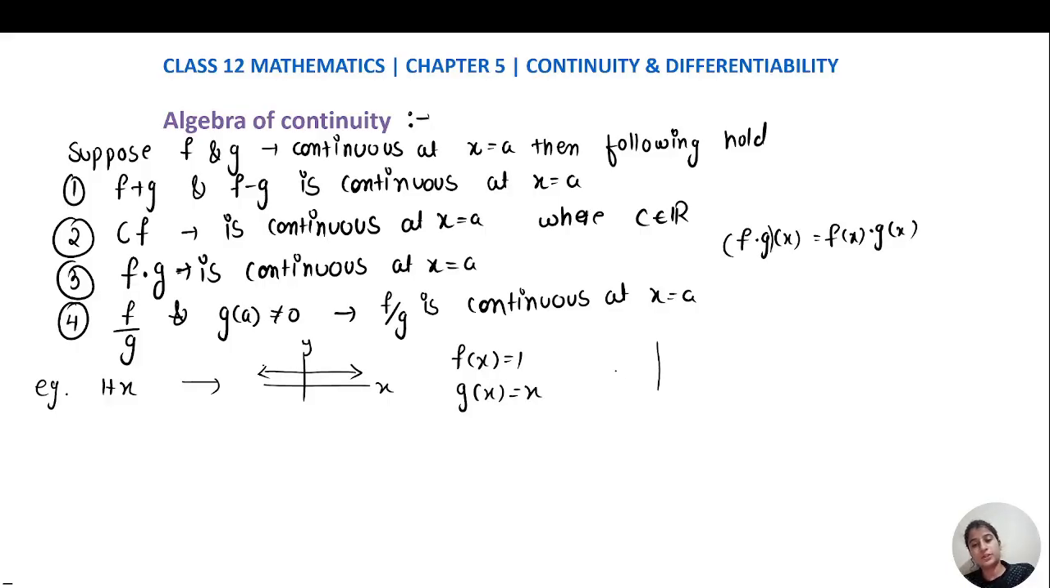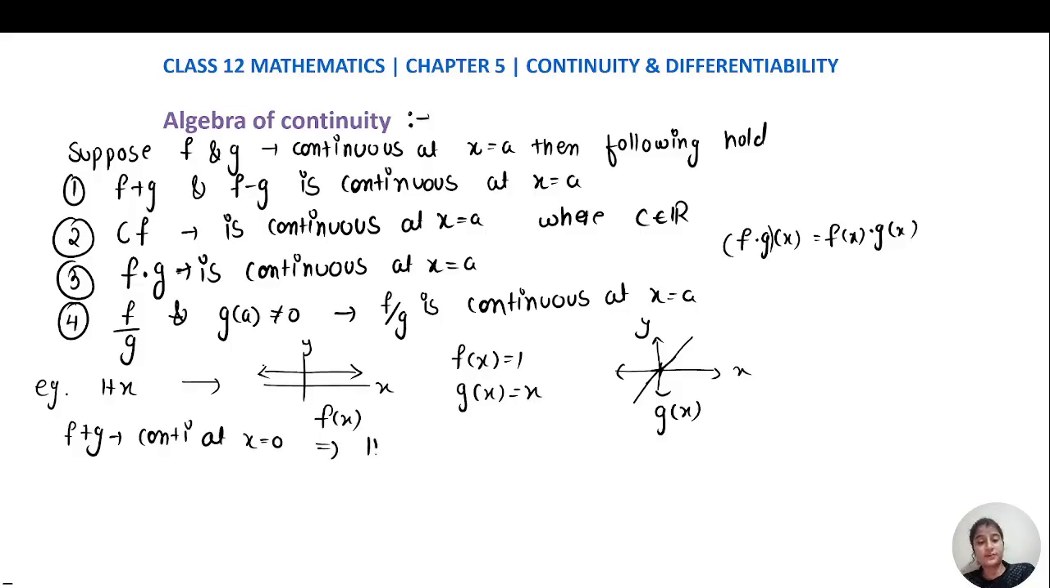Now about g of x. Well, g of x is defined like this. This is our f of x and this is our g of x. So this is x and y. As you can see graphically, its limiting value at 0 is 0 and the function value is also 0. So g is also continuous at x equals 0. Since by using the algebra we can easily say that f plus g is continuous at x equals 0, our 1 plus x is continuous at x equals 0.